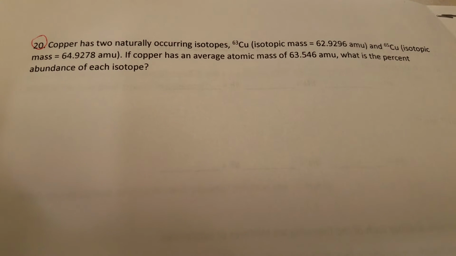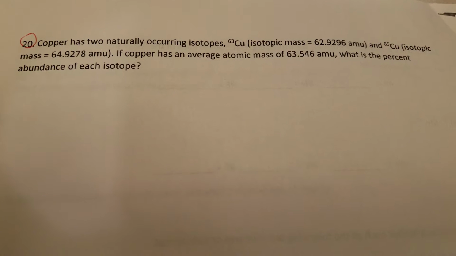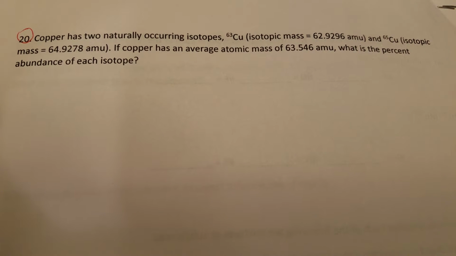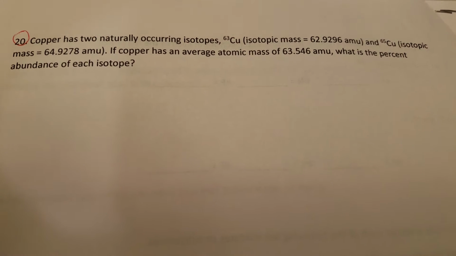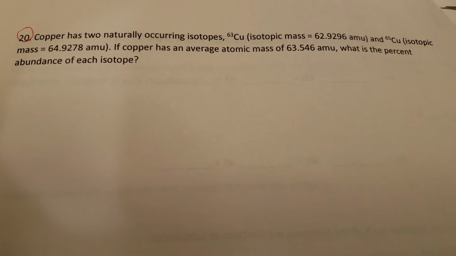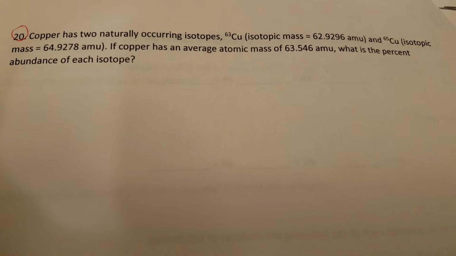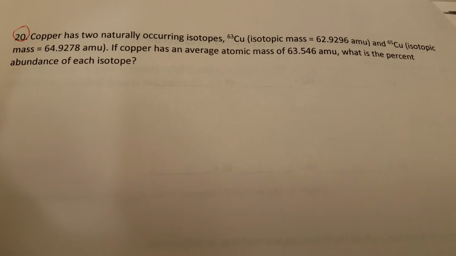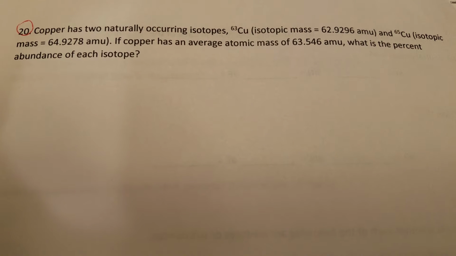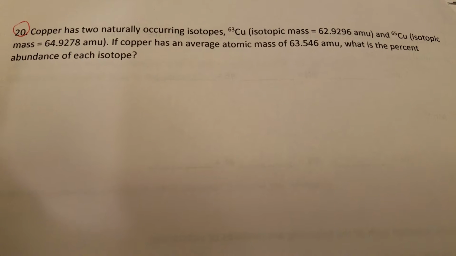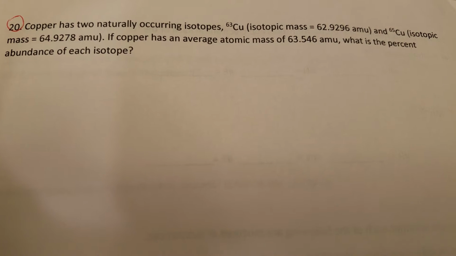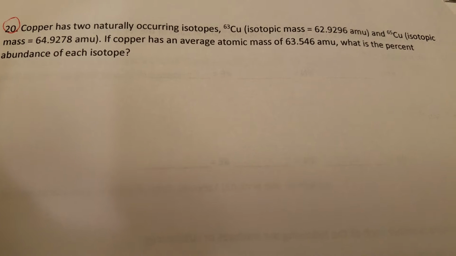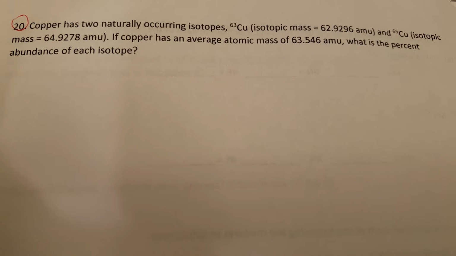This is number 20. In this one, you are looking for the frequencies or abundances of two isotopes of copper. You're going to be given the overall average atomic mass of copper and then the various isotopic masses for each of the two isotopes that we're looking for the abundance.